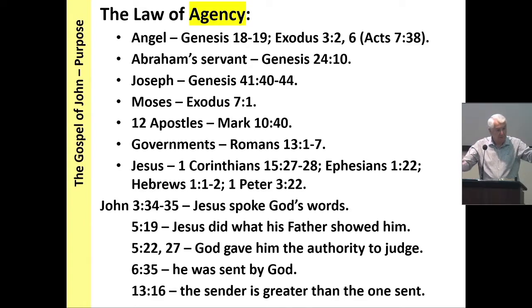I'm simply his representative. I'm not the same as the one who sent me, because no one who'd been sent was the same person as the one who sent them. That just doesn't make sense. They were a delegated person.